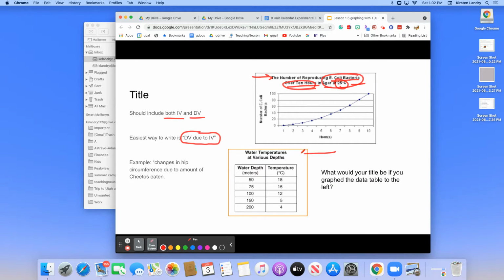I want you to take a look at this data table right here. You've got two different variables here. You've got water depth and you've got temperature. I want you to tell me what your title would be if you graph the data table to the left. So pause the video and write your answer in your journal as well as on Edpuzzle if you're doing an Edpuzzle.